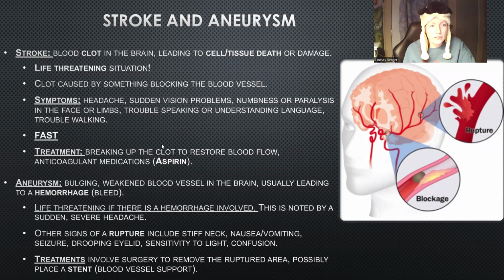Okay, and then so that is a stroke. Now the flip side is an aneurysm. This is where your blood vessel gets weakened in an area and starts to kind of puff up and bulge a little bit. People can have aneurysms, a weakened and bulging blood vessel, for a long time and not even know it. The problem becomes when there's a hemorrhage involved, meaning the blood vessel ruptures, which means you are now bleeding internally.